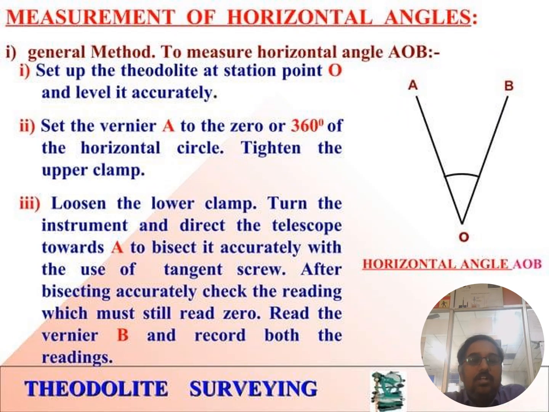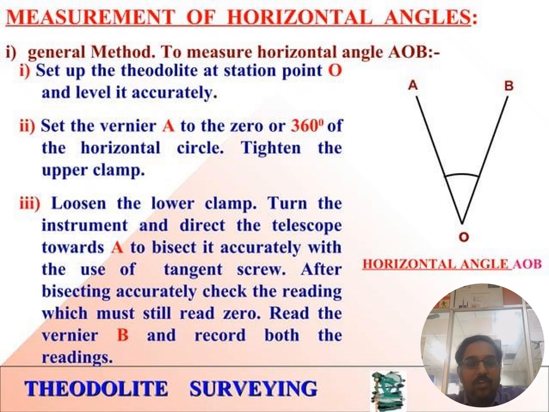In the repetition method, first you have to set the station at point O, and we are going to focus. We fix vernier A to 0, and vernier B is automatically at 360 degrees when we focus on the face left side. We have to loosen the lower clamp so that we can view the object, and then we have to bisect it with the reading of A, and then we move to the point B. This is the horizontal angle.